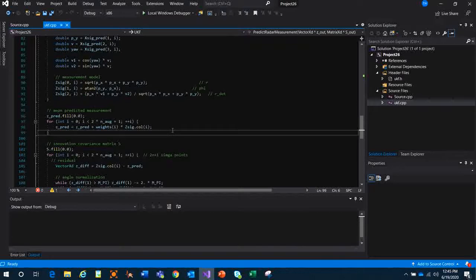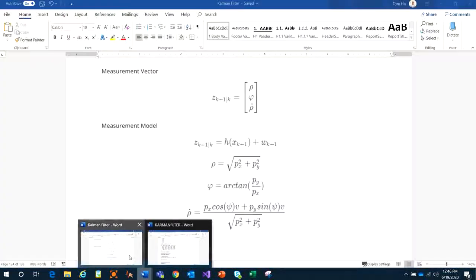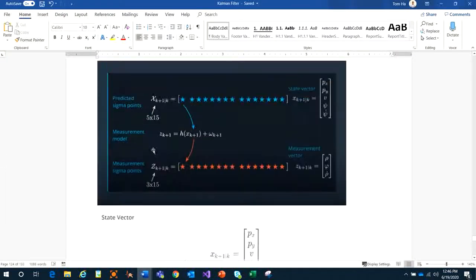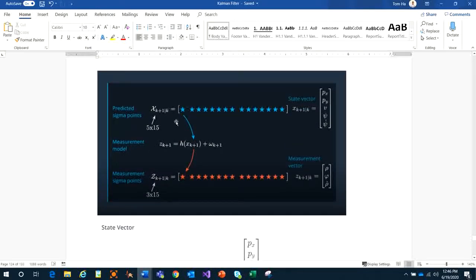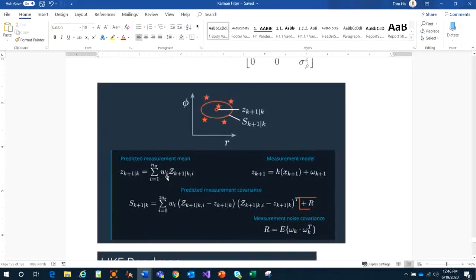And after that, we already have the Z sigma point matrix right here. So we use the formula to predict the measurement and calculate the covariance matrix S. It's easy to understand: from the prediction sigma point, we pass through the measurement model and get the measurement sigma point. For the next step, we use the formula to calculate the predicted measurement mean z and covariance S. When we have the points, we have to calculate the mean and covariance.